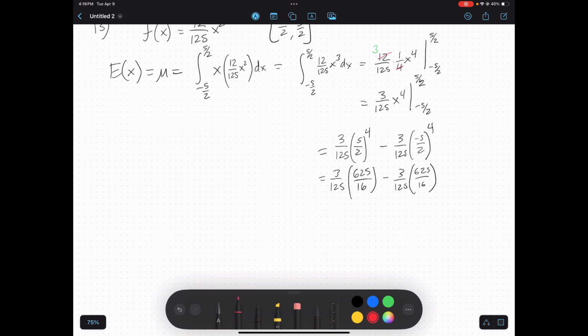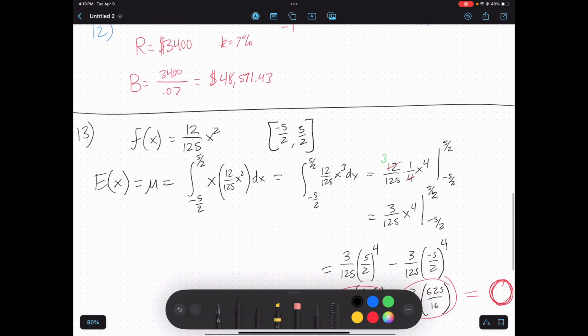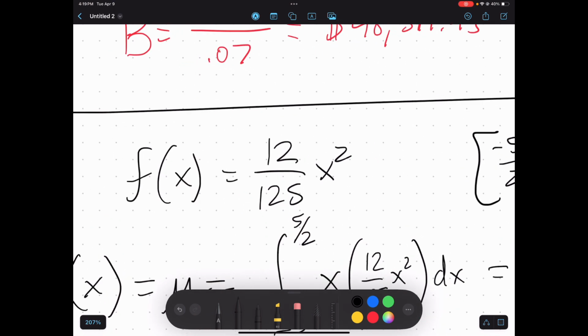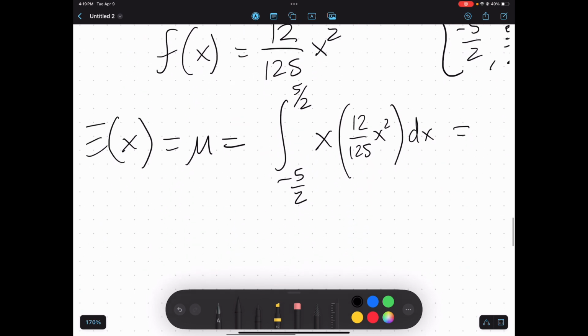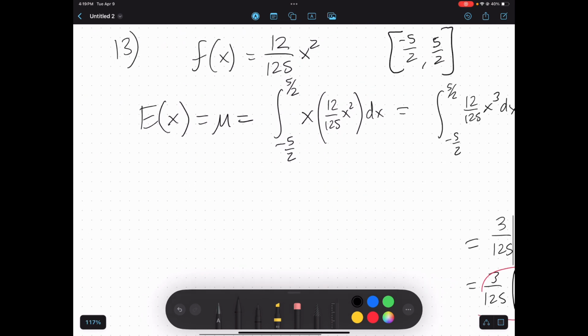And so take a look at this term and this term. They're the exact same. And so if I subtract them, what am I left with? I'm left with 0. So my expected value for this problem is just 0. Makes sense, because this probability density function, if you think about it, is completely symmetric. It's perfectly symmetric because it's just an x squared function that has not been shifted left or right. So my expected value is 0.